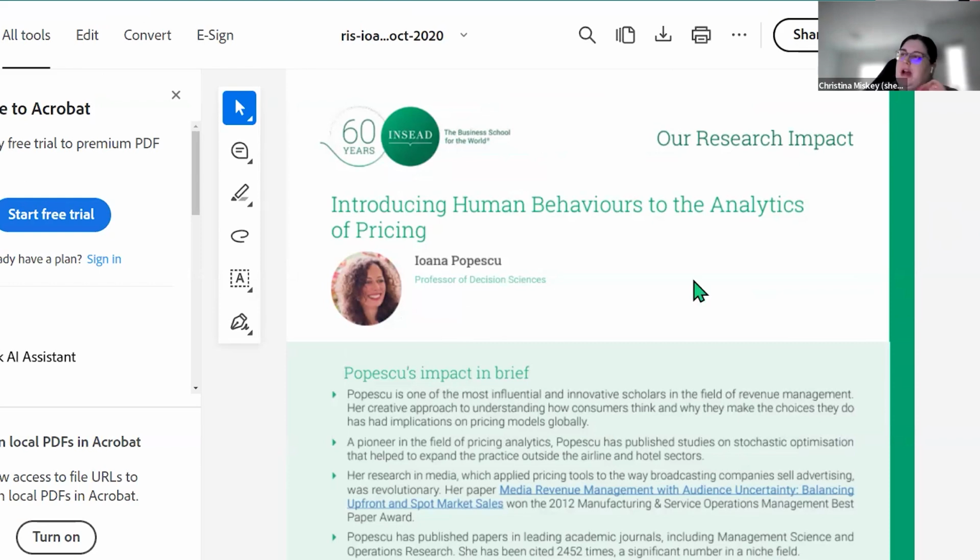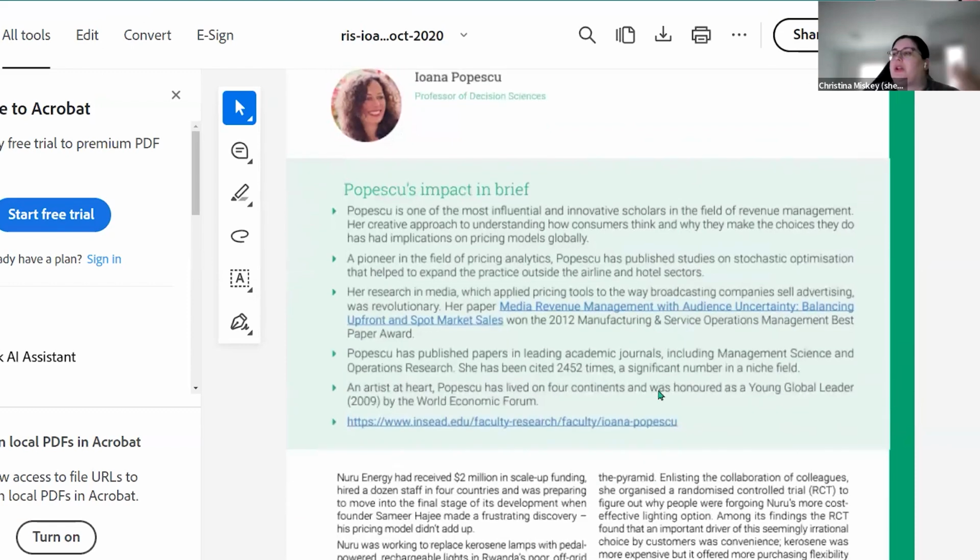So this researcher, Iona Popescu, is a professor of decision sciences, and she created a profile for her research impact. What she did is she took numbers and statistics based on funding and impact and citations and created a narrative around that to explain the context of her impact. So there's a brief summary here of impact.